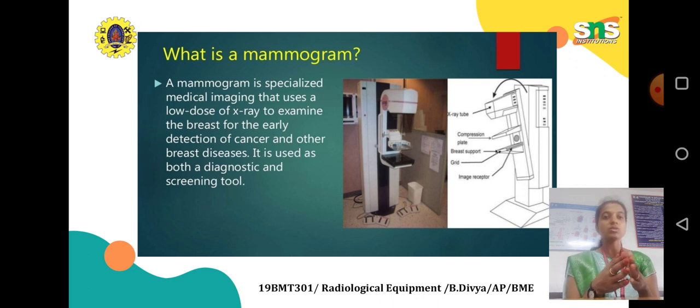It is used both as a diagnostic and a screening tool. This mammogram is used to diagnose what kind of disease it is, and it is also a screening tool. It is used to identify in what range the cancer is and in what range the disease is.